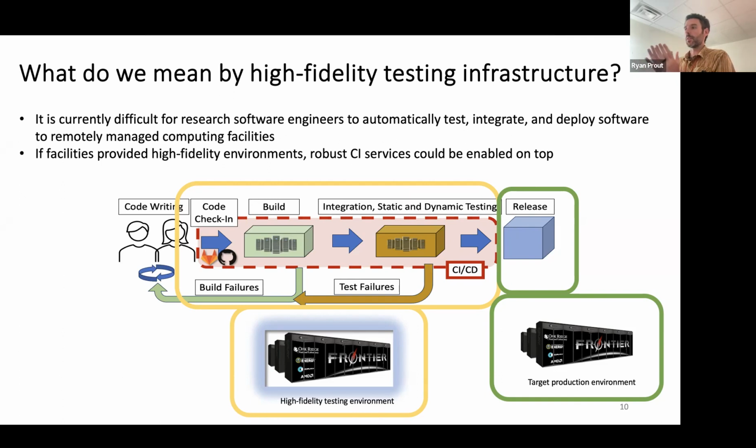So the cycles are precious, and we'll talk a little bit more about that later. But if facilities provided these high fidelity environments that were independent of the production system, then we can start to look at it like this, where we have these robust CI services, and that high fidelity environment is maybe more plugged into the CI workflow, and we can do these fully automated CI workflows more tied to the upstream code base, and then you deploy to the production environment.